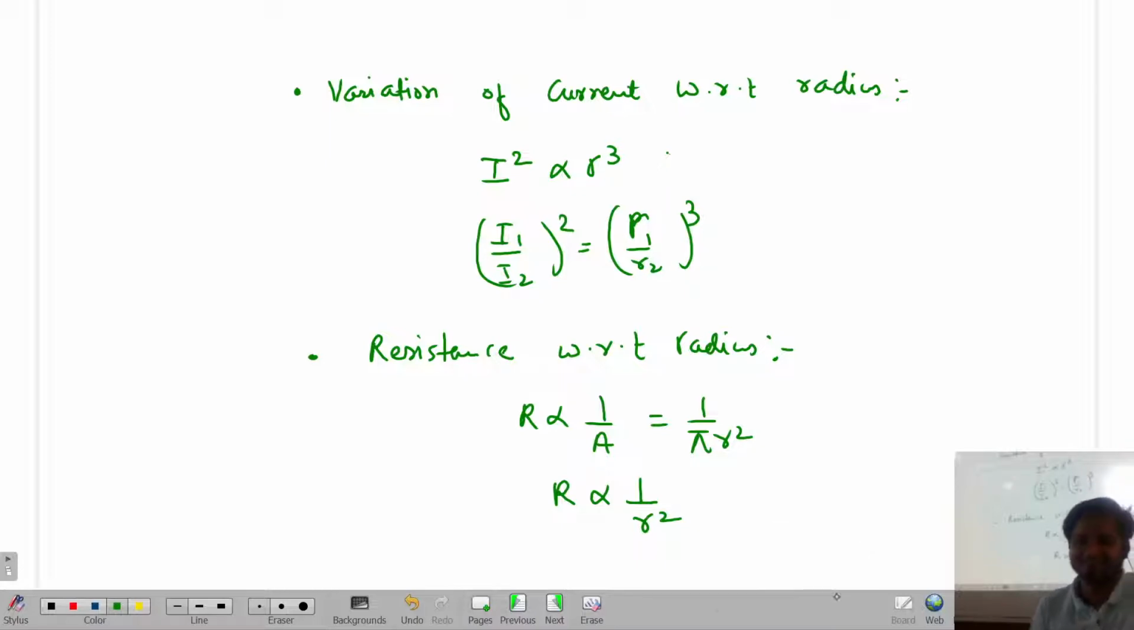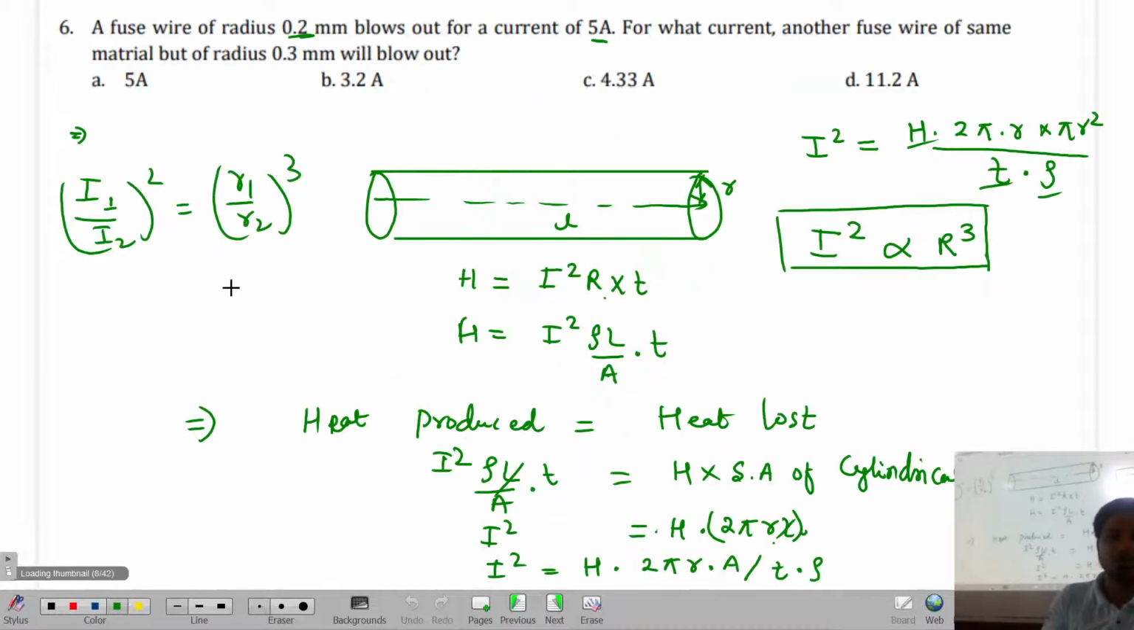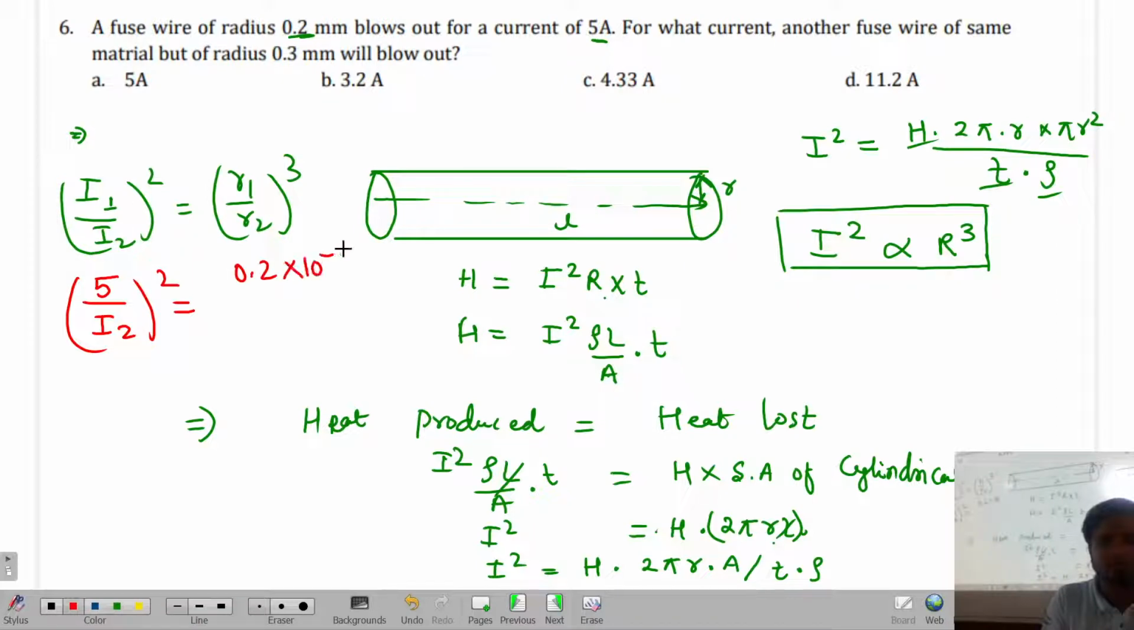So here, can you put it or not? Tell me, can you put I1 by I2, r1 by r2, yes or no? I1 is given, r1 is given, r2 is given, I2 you have to calculate, right or not? So what will be the relation? I1 is 5 ampere, I2 you need to find out, whole square. r1 is given as 0.2 into 10 to the power of minus 3 meter. r2 is given as 0.3 into 10 to the power of minus 3 meter whole cube. If you do it, you will get the answer.